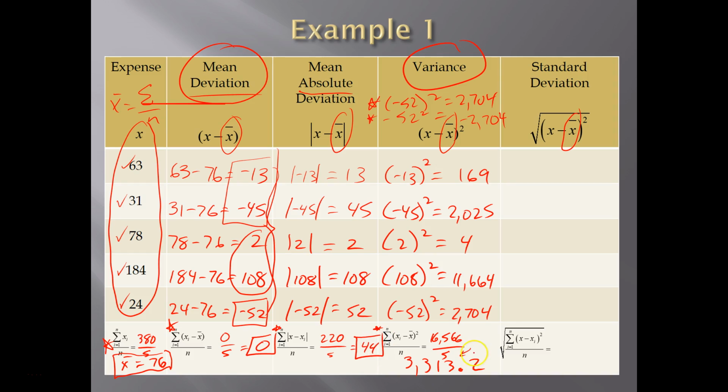So there was your mean absolute deviation. And here is your variance. The variance tends to be a pretty big number. Now for standard deviation, let's look at the formula you just used to get variance and then this formula. The only difference is there's a square root around it. So to get the standard deviation, it just equals the square root of the variance.